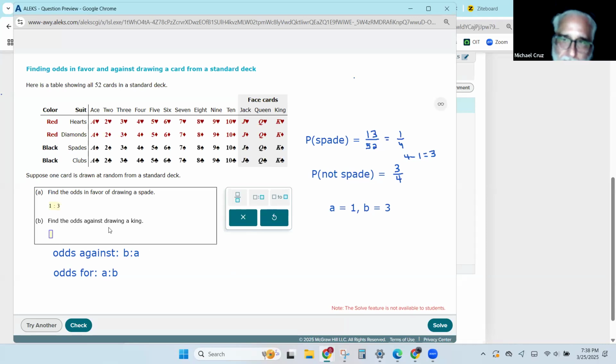So the next one, it's different, so pay attention. They're not always asking about the same thing. Usually the first problem they give you will be the simple variety where it'll just be odds in favor and odds against of the same event. But these are different. So we got to do the same thing that we did, except now we got to do it for a king.